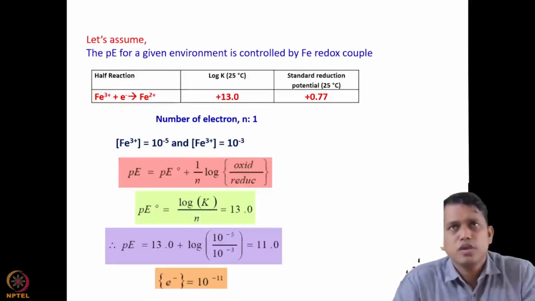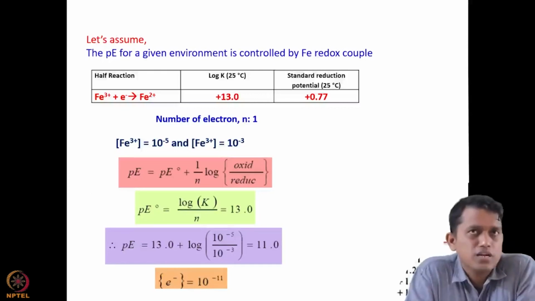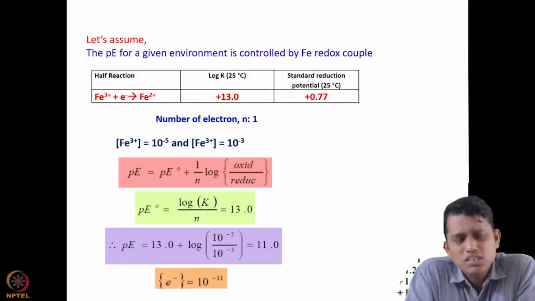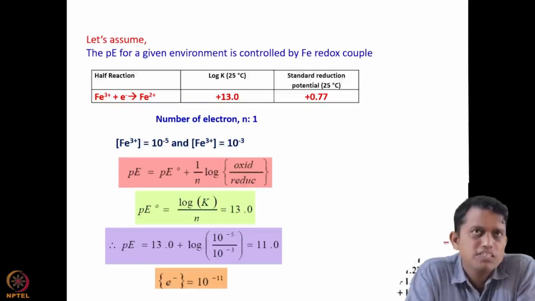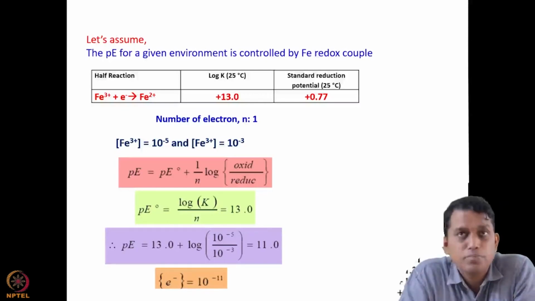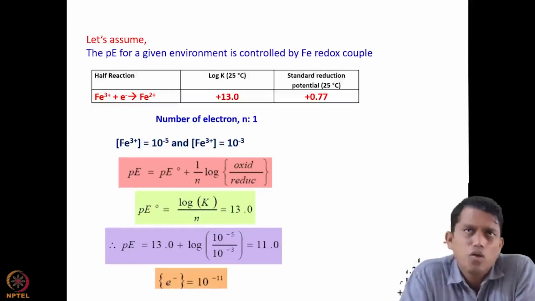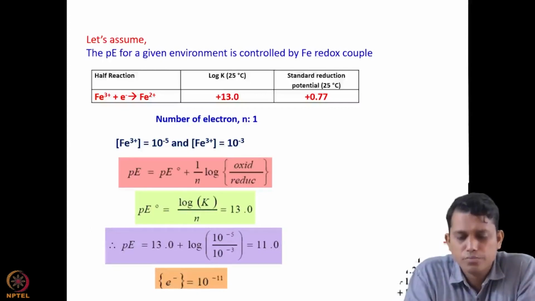Now suppose you have a system with this kind of equilibrium, where iron 3 plus takes some electron in a half cell reaction and makes iron 2 plus. And I would like to ask, what is the pE of this system? Suppose I somehow know the concentration of iron 2 and iron 3 in my system, and I would like to ask what is the pE of this system. The equation is very simple, as I've shown you: pE is nothing but pE naught plus 1 by n log of oxidized species upon reduced species. We have to find out the pE value.